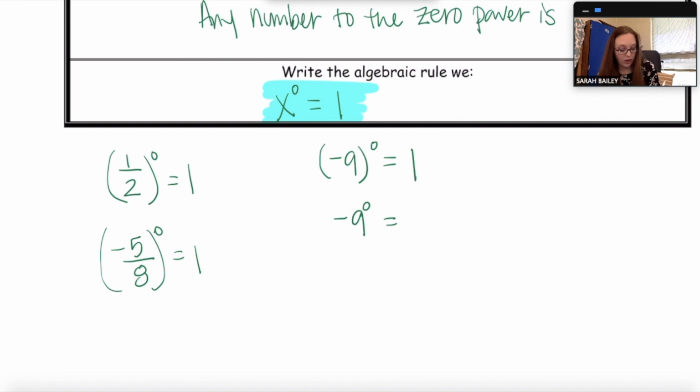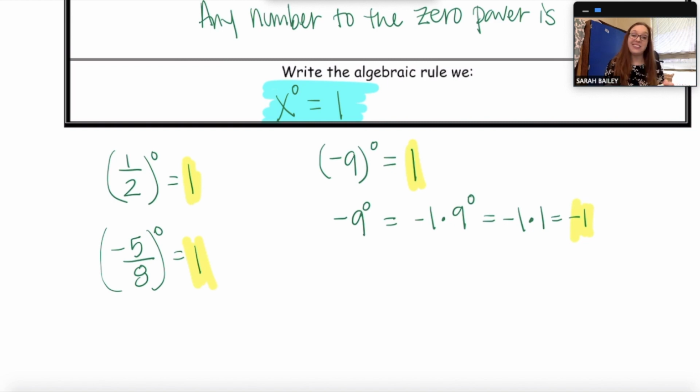The second one can be thought of as negative 1 times 9 to the 0 power. So if 9 to the 0 power is 1, this is really saying negative 1 times 1, which gives me negative 1. So that's a special case that I want you to pay attention to. If you've got a negative number to the 0 power, if the number itself, the base, is in parentheses, then yeah, the answer is 1.